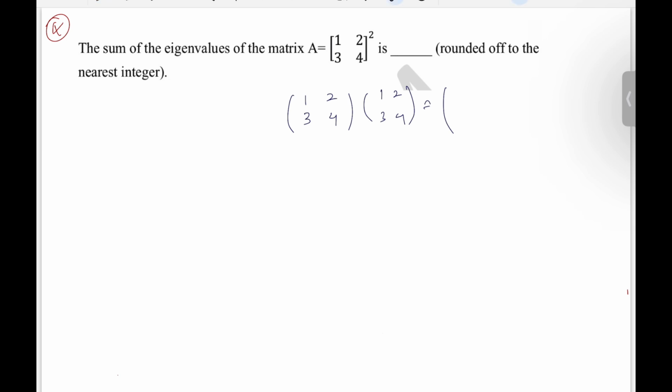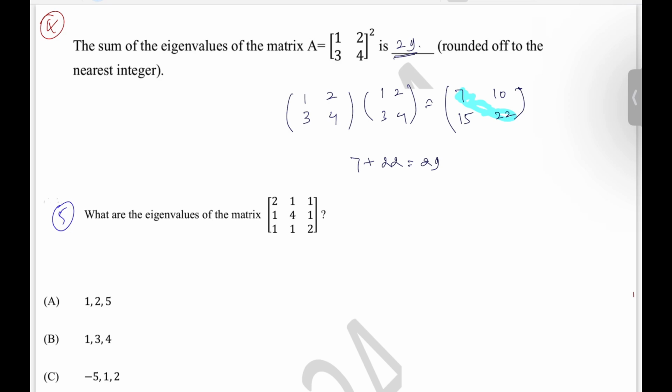So if we multiply this, here we will have 1 plus 6, that will be 7, and 2 plus 8, that will be 10, and 3 plus 12, that will be 15, and 6 plus 16, that will be 22, right? And we have to find the sum of the eigenvalues. The sum of the eigenvalues is nothing but the sum of the diagonal elements. So that is 7 plus 22, that is 29. So the answer is 29 for this question.